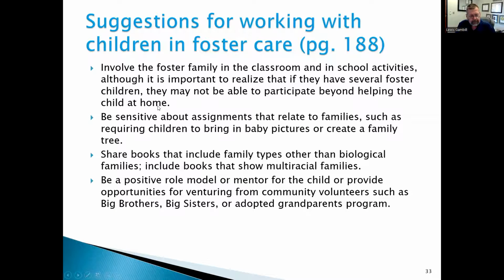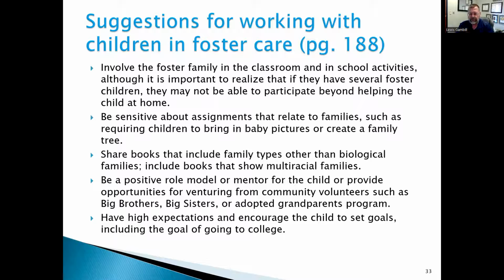Share books that include family types other than biological families, and include books that show multiracial families. Be a positive role model or mentor for the child, or provide opportunities for mentoring from community volunteers, such as Big Brothers, Big Sisters, or an Adopted Grandparents program. Big Brothers, Big Sisters is quite active here. Sarah Piano is a contact person. She typically comes out to our classes, or she has in the past. So if you want an opportunity to work with children now, please consider that. Big Brothers, Big Sisters.